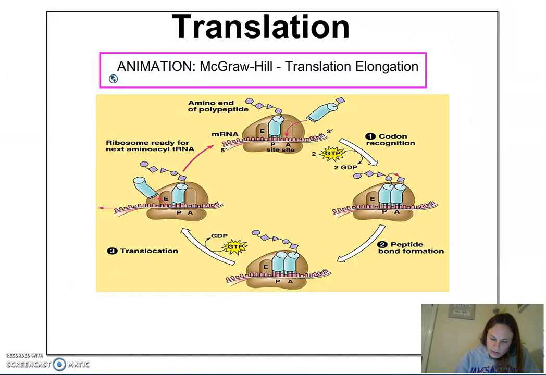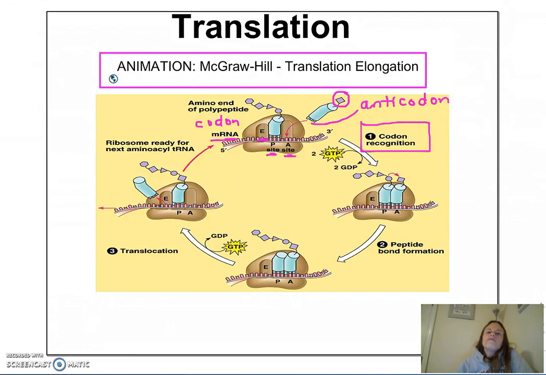So let's first review that we've got an E site, we've got a P site, and we've got an A site within our ribosome. Our first step is codon recognition. So on our messenger RNA, you've got your codons. On your transfer RNA, you'll find your anticodons. So this transfer RNA carries with it an amino acid, and the anticodon on the transfer RNA matches up to its complementary codon on the messenger RNA. That's what codon recognition means.